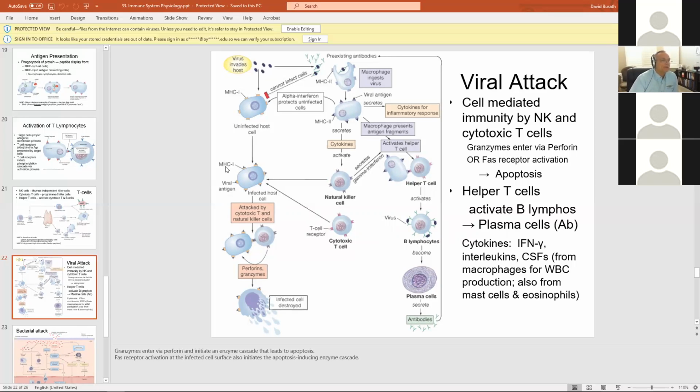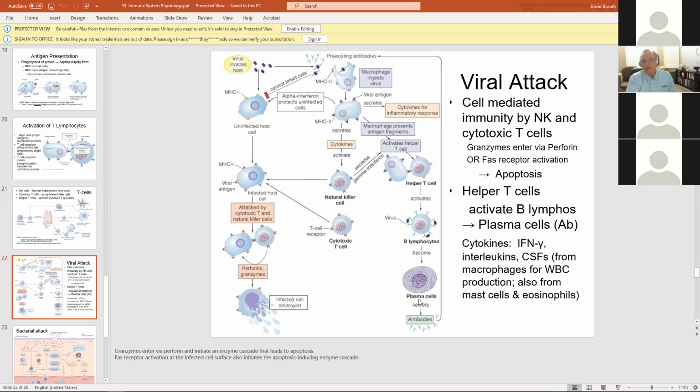What are the roles of helper T cells and B lymphocytes? Helper T cells activate B lymphocytes after being activated themselves by macrophages that are also presenting the antigen, but this time on their major histocompatibility complex type 2. These macrophages then wake up the helper Ts, the helper Ts go and wake up the B lymphocytes, converting them into plasma cells.